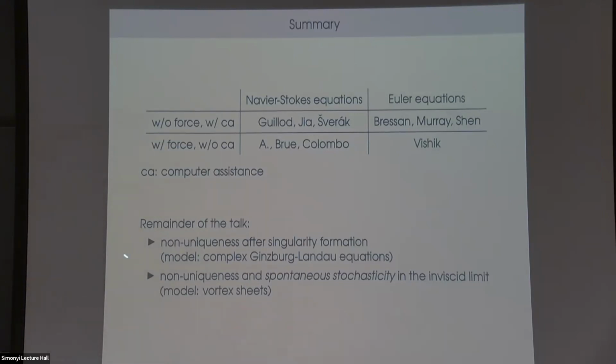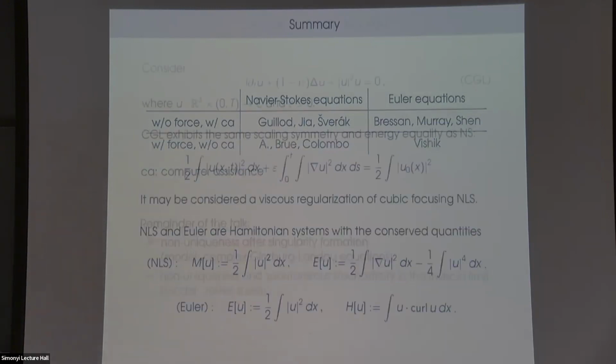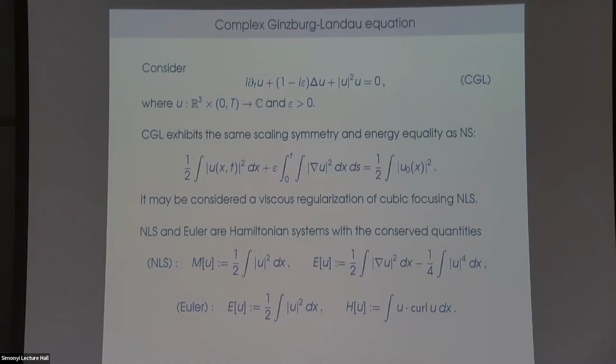we're going to think about this in the context of the complex Ginzburg-Landau equation, and also I want to talk about how non-uniqueness can potentially arise in the inviscid limit. We're going to focus on vortex sheets. What I'm going to try to describe is actually work of Vladimir that he started maybe in the late 90s, early 2000s.